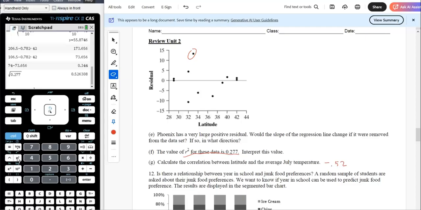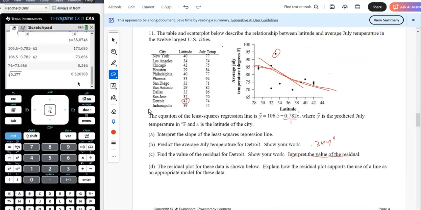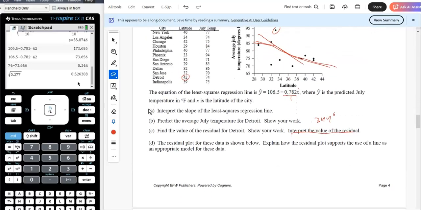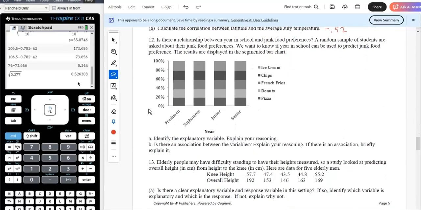It's negative because the slope is negative, and so you have to realize square root doesn't tell you whether it's positive or negative there. Interpret the R squared value. So 27.7% of the variation in average July temperatures can be explained by latitude in a linear model. It's the script that we learned. 12.